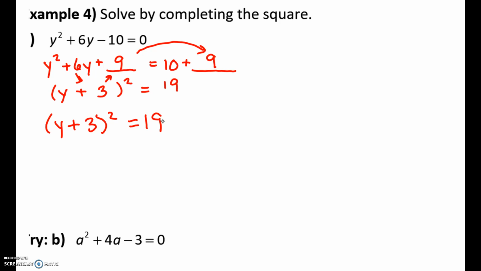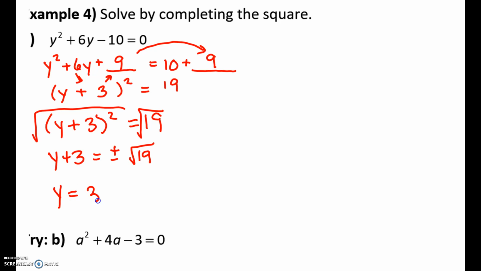And at this point, you can solve by taking the square root of both sides. So that's what I'm going to do. So now I have y plus 3 equals plus or minus the square root of 19. Well, 19 is prime, so nothing can come out of that. So my answer is y equals 3 plus or minus the square root of 19. And that's it. That's my answer.